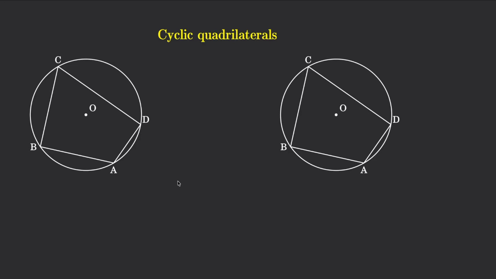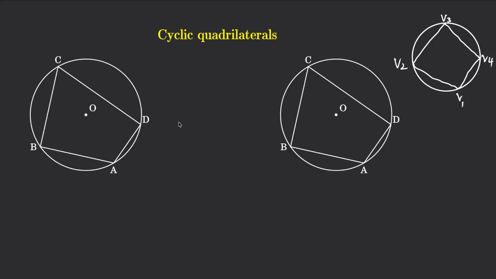In this video, we're going to be looking at cyclic quadrilaterals. What is a cyclic quadrilateral? A cyclic quadrilateral is a quadrilateral in which all the four vertices lie on the circumference of a circle. So we have the first vertex, this is the second vertex, this is the third one, this is the fourth one. So we can refer to this as a cyclic quadrilateral.